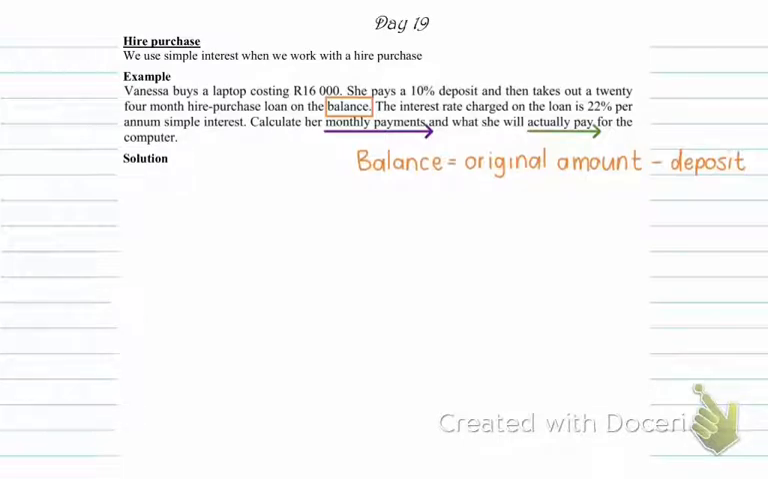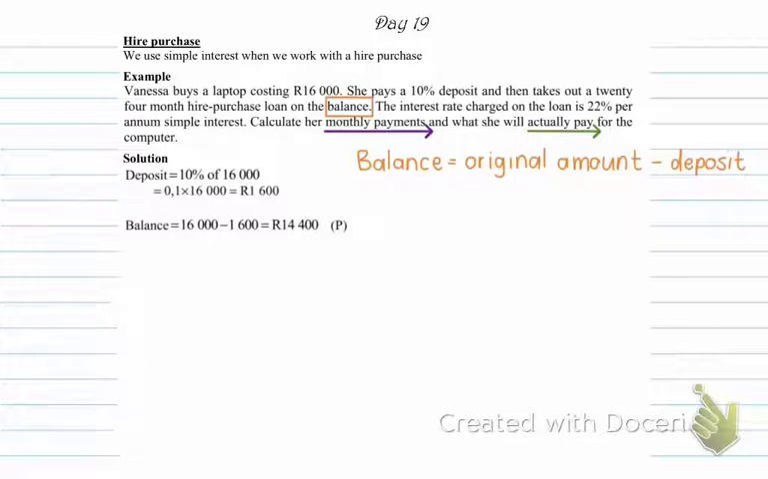Okay, now first let's work out what her deposit will be. Her deposit will be 10% of 16,000, which we change into a multiplication, and you will get a deposit of 1,600 Rand. Now we need to work out what her balance will be. Remember we said the balance is the original amount minus the deposit. So in this case the balance will be 14,400 Rand. That 14,400 Rand will be your initial value, the amount that you will put on loan or that you will need to borrow. Okay, so the interest will be calculated on that 14,400 Rand for 24 months.